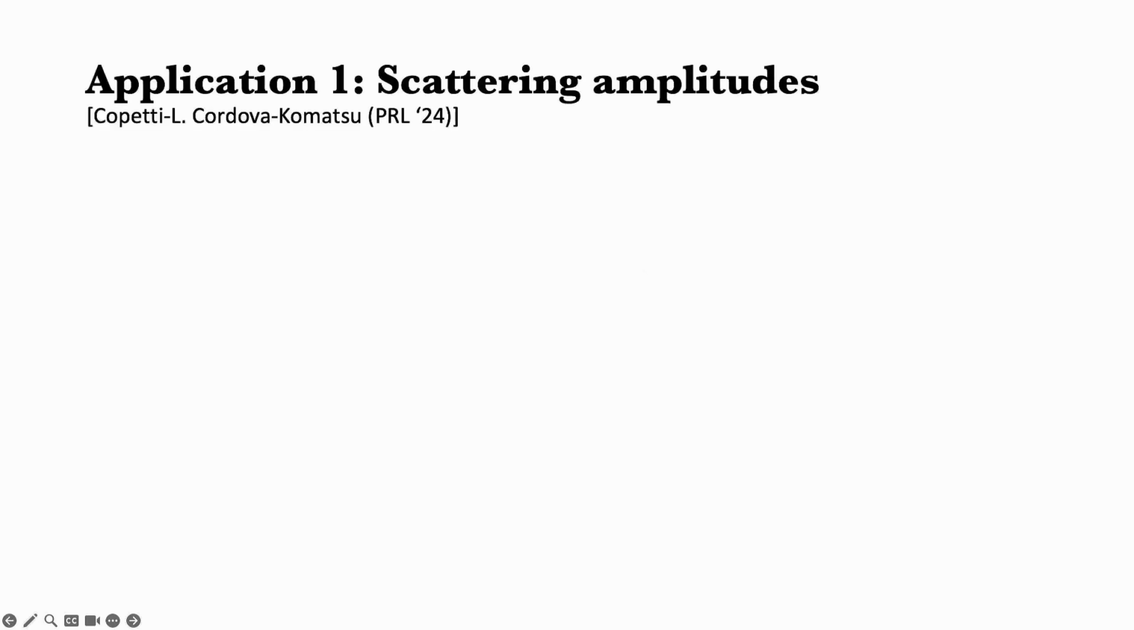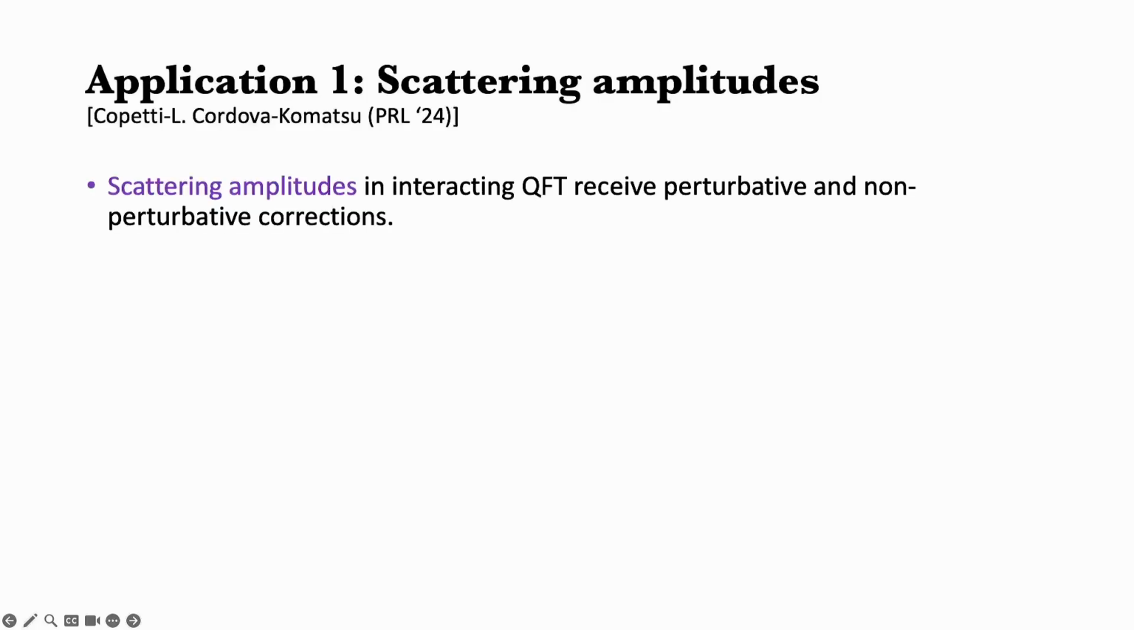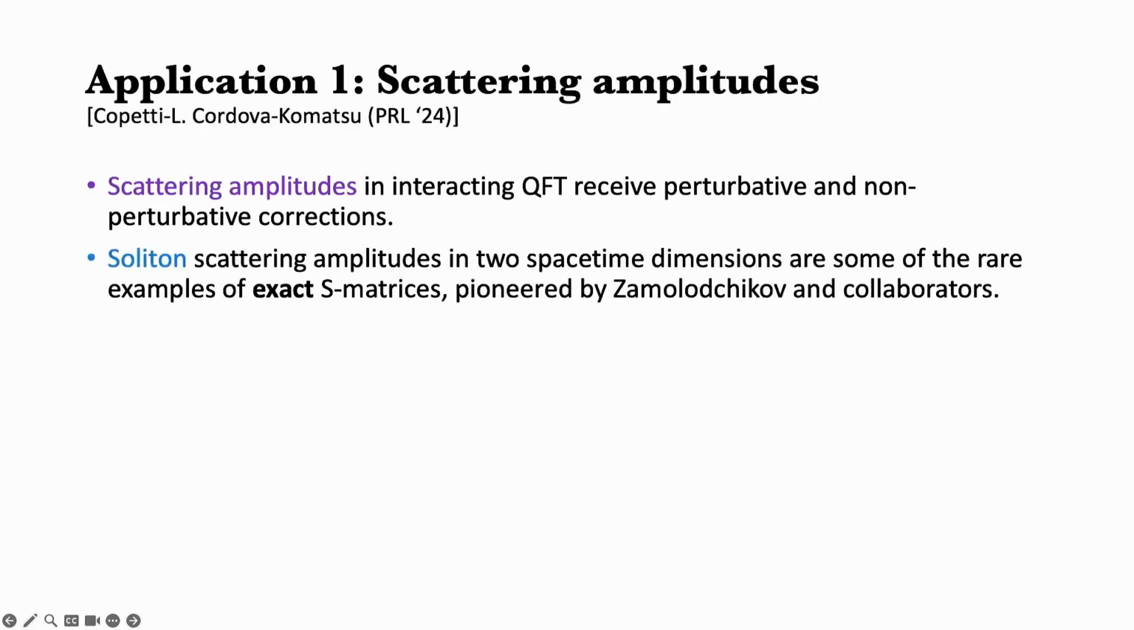The first one is in the context of scattering amplitudes, based on this recent paper from last year by Kopeti et al. Scattering amplitudes in interacting quantum field theory are generally difficult to compute exactly. They receive perturbative and non-perturbative corrections. In two space-time dimensions, however, if you study the scattering between solitons, it turns out that there are rare cases where you can exactly compute the scattering matrices. This was pioneered by Sasha Zamolodchikov and many collaborators in the 80s and in the 90s.